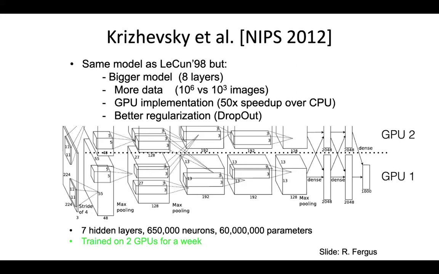And if you notice here, they had a very clever way to combine 2 networks, one running on 1 GPU and the other running on another GPU. The connections between these 2 networks are very sparse. And this was also possible because of the architecture of the convolutional network.